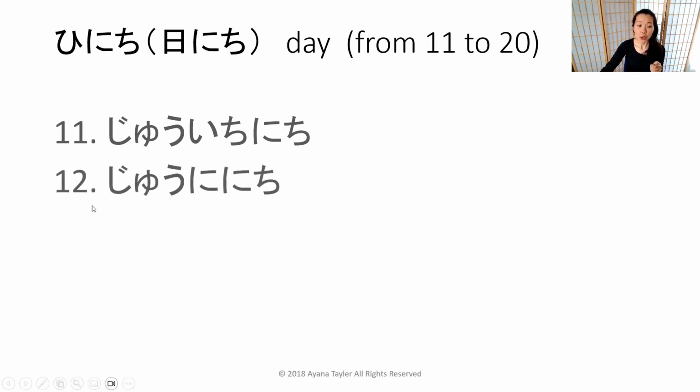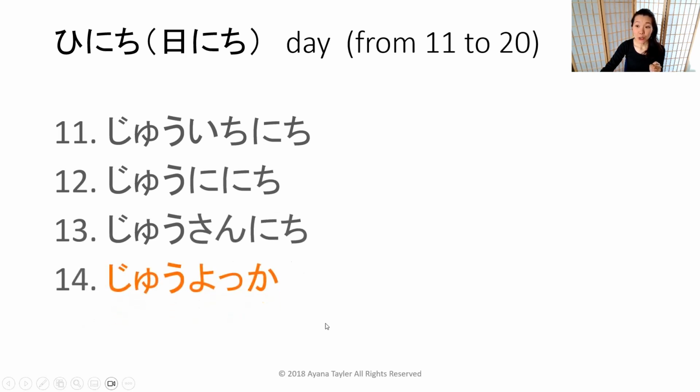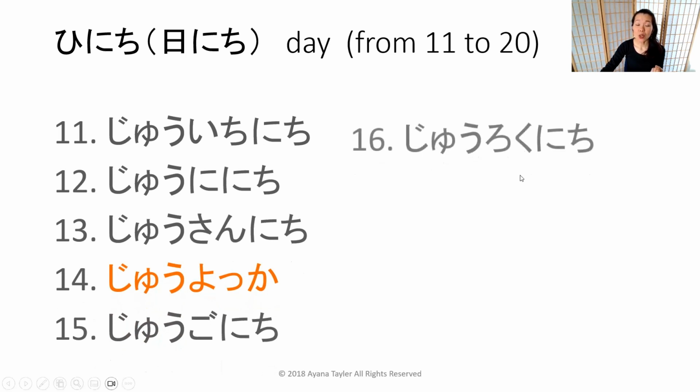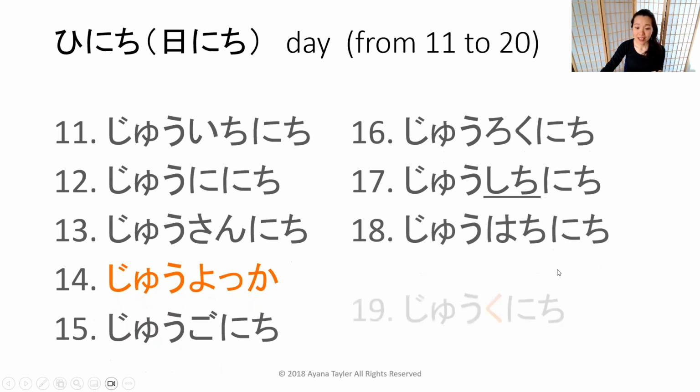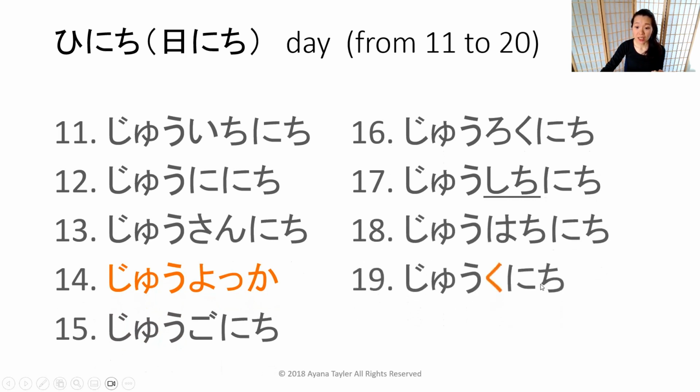11日、12日、13日。Then here 14日. So not 日, we use 4日、14日. That's why it's the orange color. 15日. Then what do you think? 16? 16 is 16日。17日。18日。19日。So the pronunciation is 9. And 20 is 20日. Okay, so that's how we say.